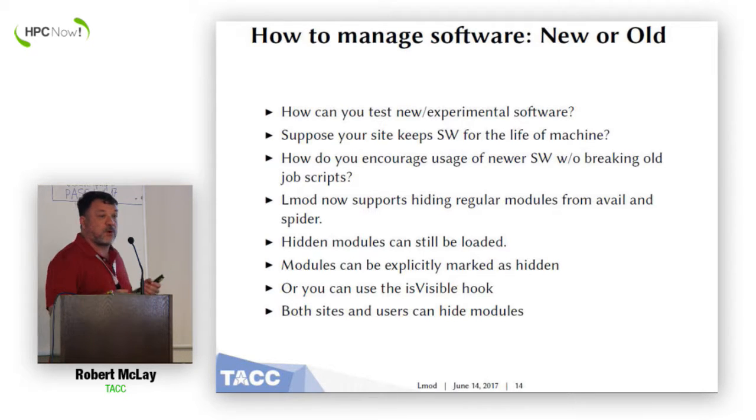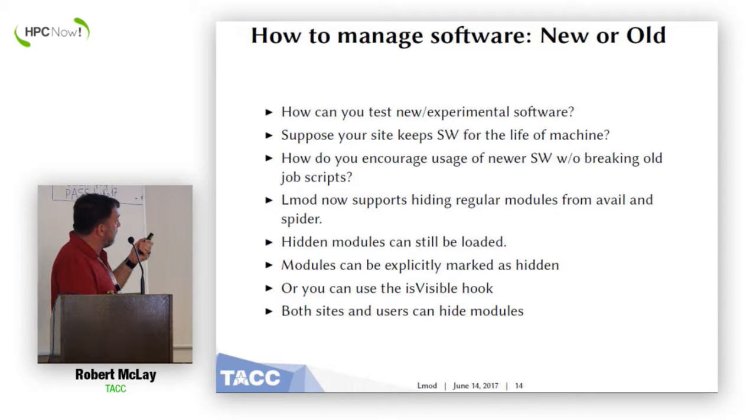But other sites, or if you use a shared location, that's fairly infinite. You can store lots of versions. But how do you encourage your users to use new software without breaking old job scripts? Plenty of sites that do bioinformatics and people like that want to have software for the life of the machine. But you want to encourage your users to move toward the newer software as the machine gets older.